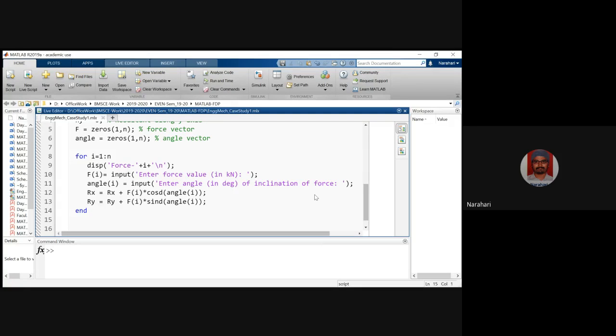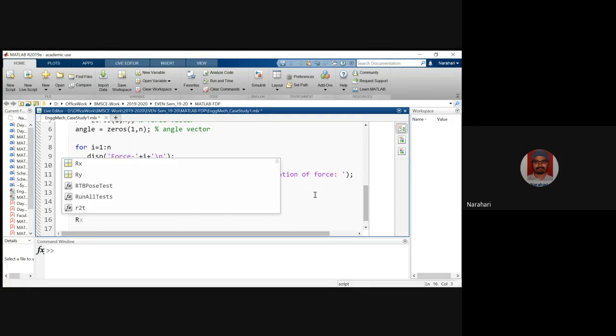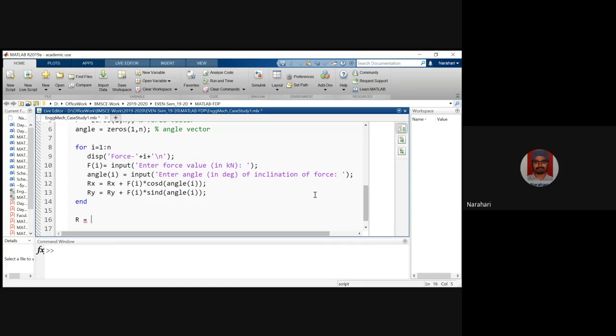Now the final R, okay, let me say R. I have not initiated this R anywhere, not needed. Now only I am doing it. So the final R, I can just write as square root of Rx square plus, sorry, Ry square.